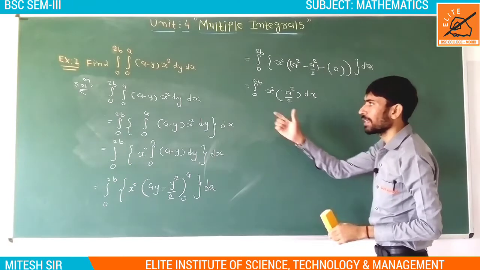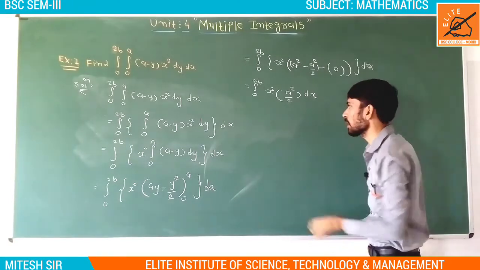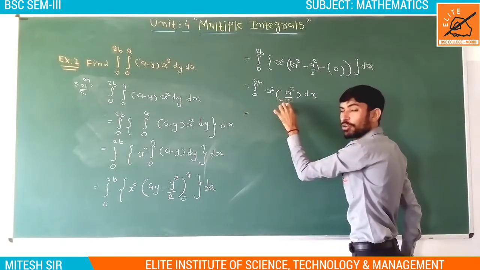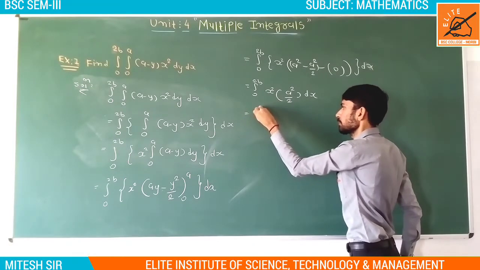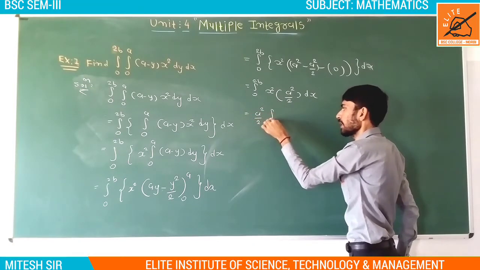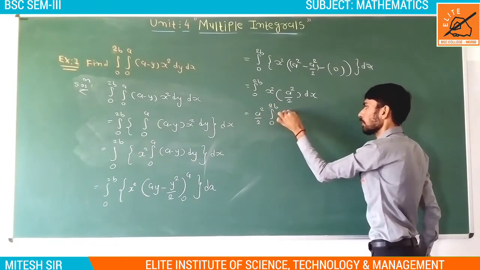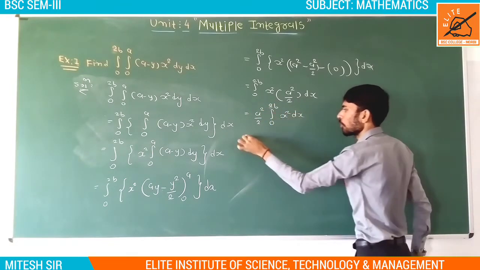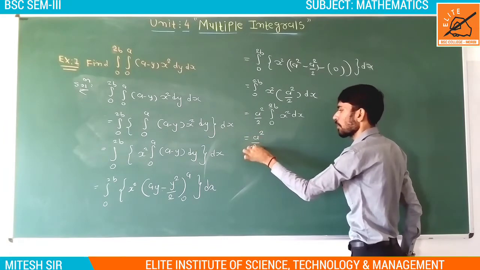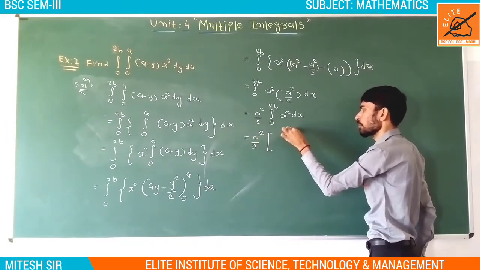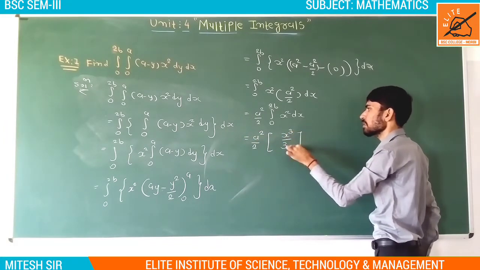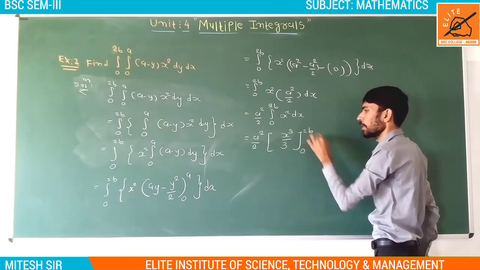Now the double integration has converted into a single integration. Here a square by 2 is the constant, take outside, integration 0 to 2b x square dx. As you know it is very easy, the integration of x square will be x cube by 3 and the limit is 0 to 2b.